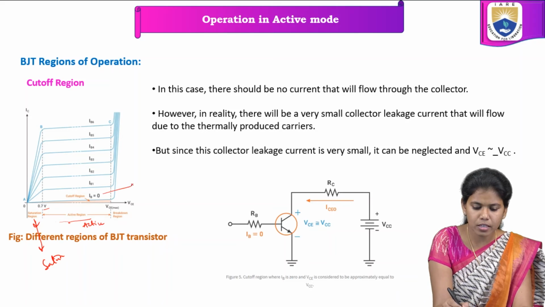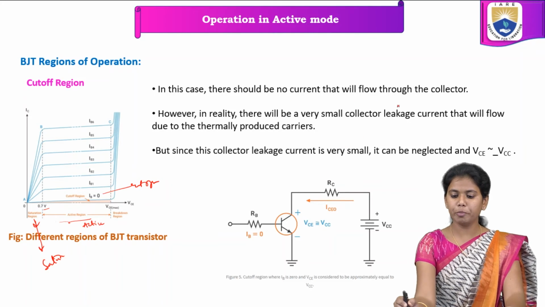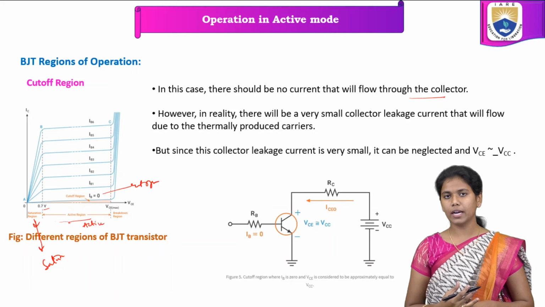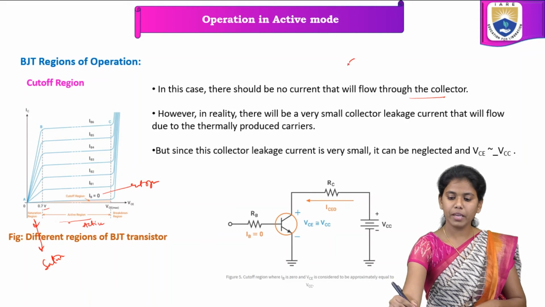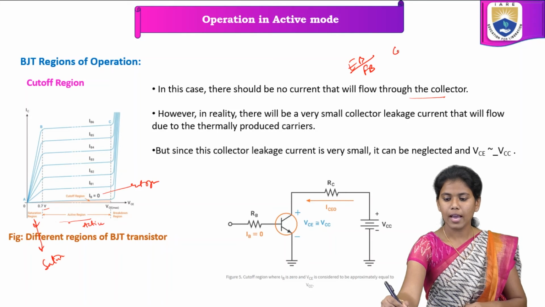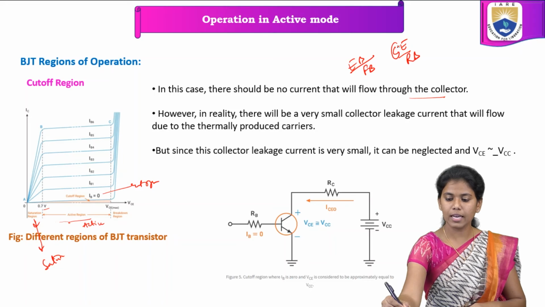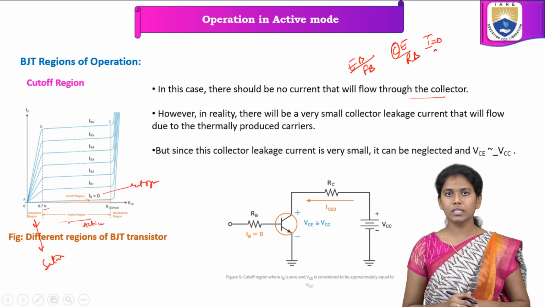Okay, and here it is the cutoff region. In this case, there should be no current flowing through the collector. Why is no current flowing through the collector? Because the EB junction is forward biased, so some current flows through it, and the CE junction is reverse biased. So for the collector, we say that there is no current flow. The current flow is nil.